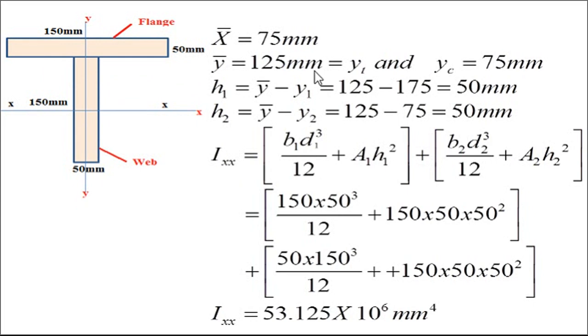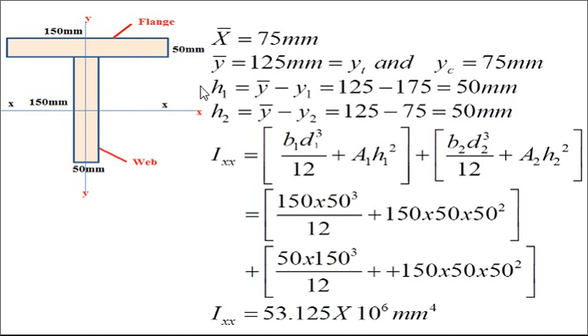Before that, in the parallel axis theorem, we want to calculate distances from the axes. That will be h1 and h2. H1 means what? Here there will be one axis at the center of this flange, and this x-x axis. The distance between them will be h1. What will be that total distance? h1 is y bar minus y1.